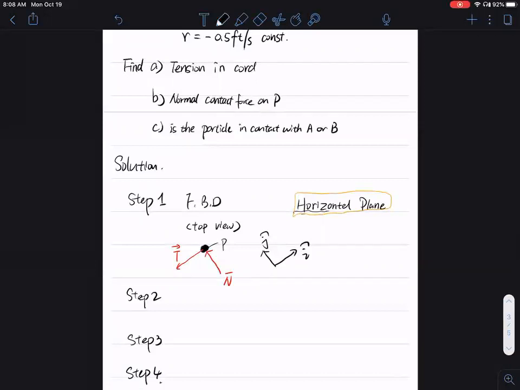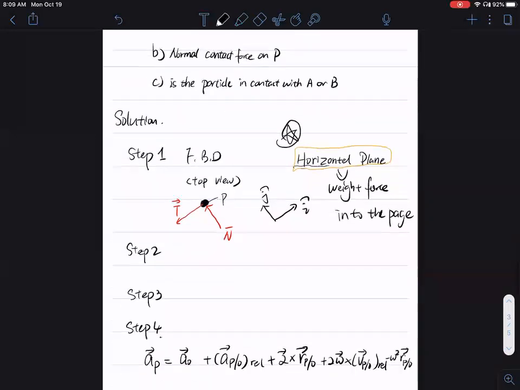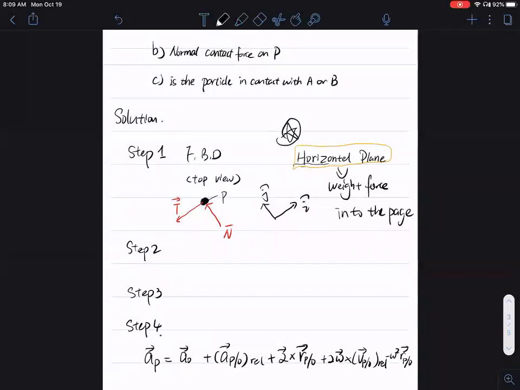And make notes here, tell yourself the weight force is going into the page because it's a horizontal plane. Whenever you see horizontal plane, that should be alarm ringing. Alarm, alarm. This is a horizontal plane. No weight force on the free body diagram. Instead the weight force is going into the page, so it doesn't show on your free body diagram. Okay, that's steps 1 and 2.